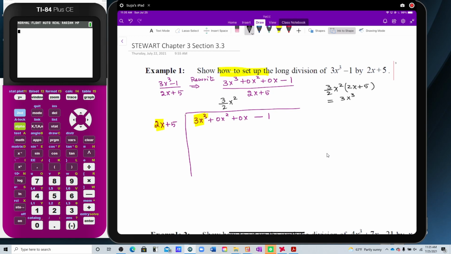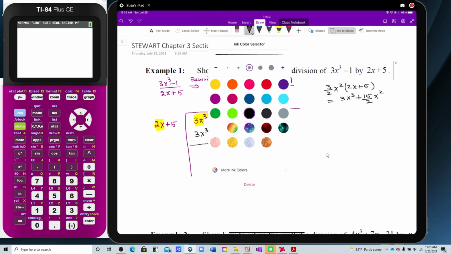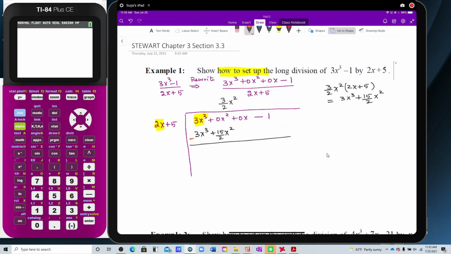and I am getting 3x cubed plus 15 over 2x squared. So that's what is going to go down, 3x cubed plus 15 over 2x squared. And now after doing this, the principle of division is I need to subtract. So I'm subtracting the entire quantity, which makes the 3x cubed minus 3x cubed disappear. 0 minus 15x squared, this would become a negative 15 over 2x squared. And now I'm going to bring down one term, which is the 0x.